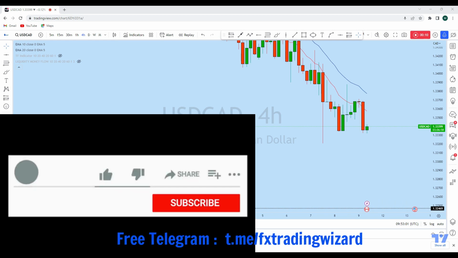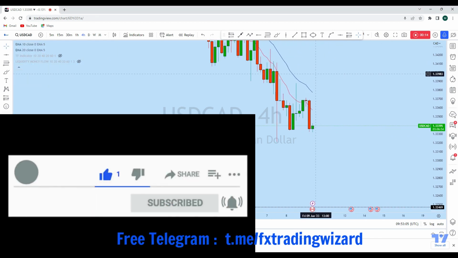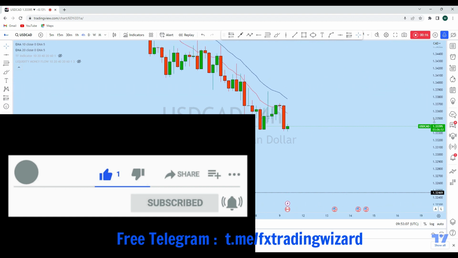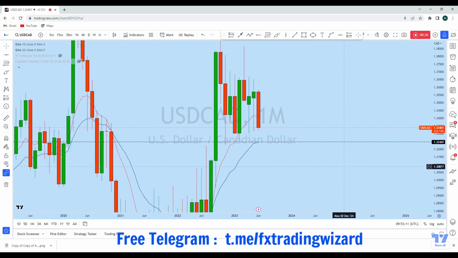Now from the lower time frame perspective, we can see that dollar CAD is showing significant trading opportunity. Before we discuss how we can trade, first let's look at the bigger picture, looking at the monthly time frame.